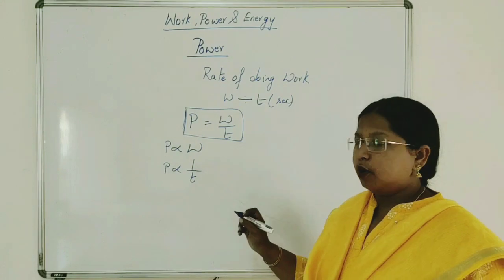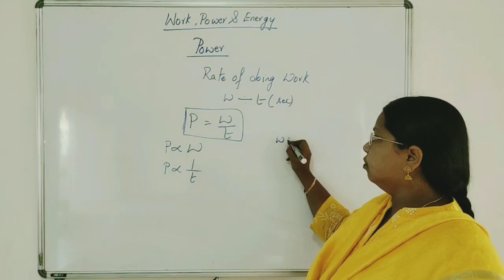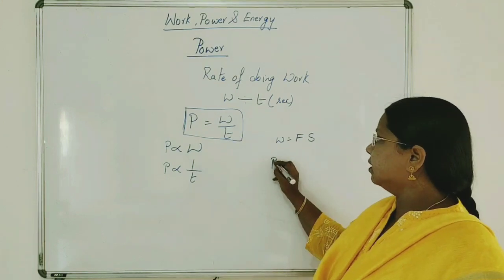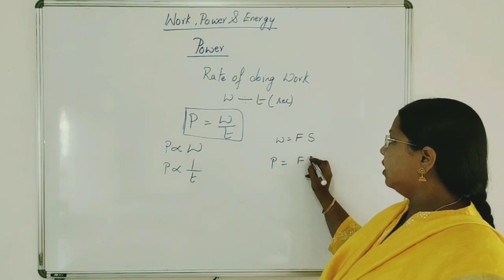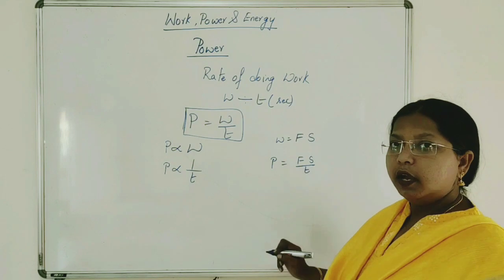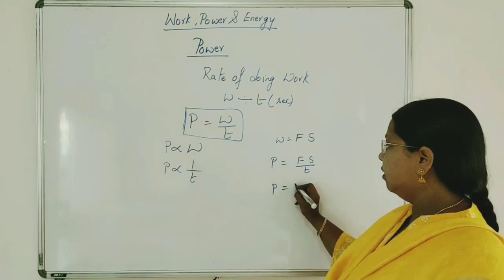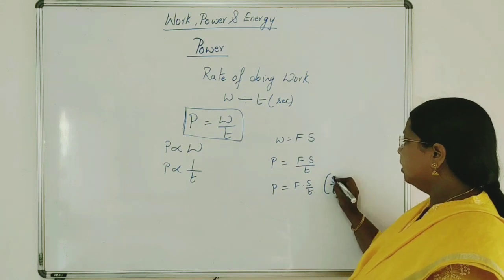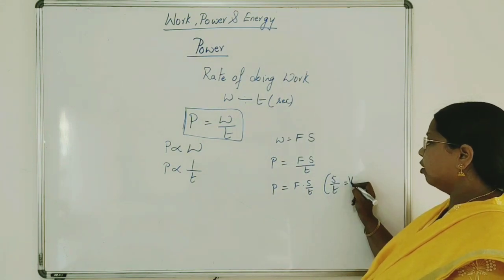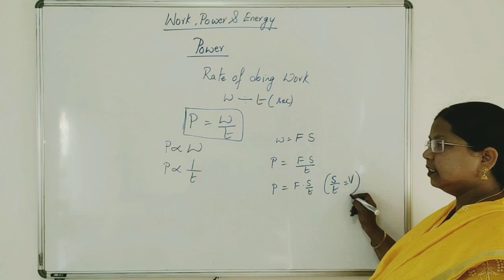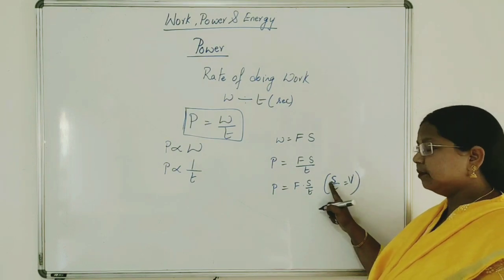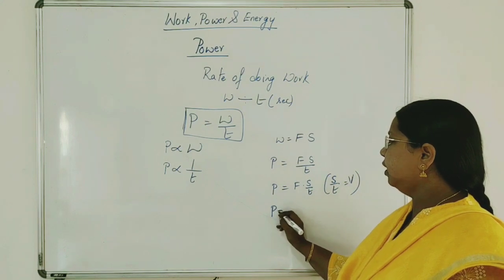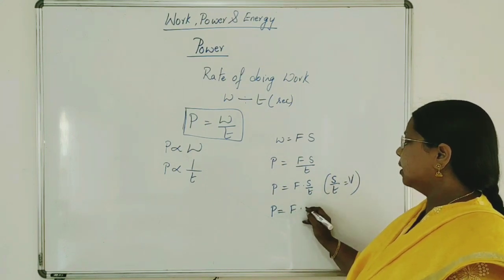So now let us move on. We know W is equal to Fs. Let us substitute it here. P is equal to Fs by T. We know that F into S by T. S by T is nothing but your velocity. Displacement by time is velocity. So let us substitute V in this.